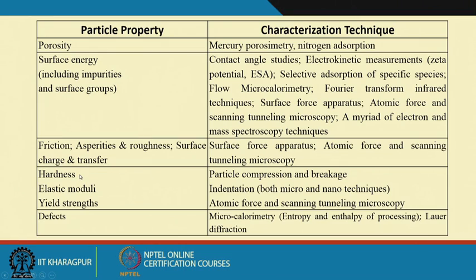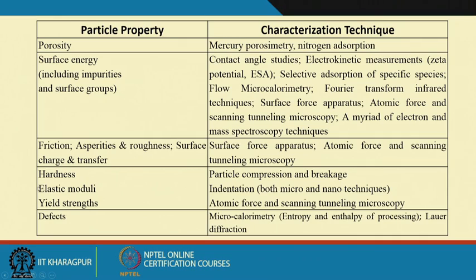Then the hardness, meaning how hard the particle is, because we have to break the particles for liberation. If the particle is very hard, I have to use a different machine for breaking it, and if it is very soft, I have to use a different machine to break it. Then the defects, for which we use different techniques for identifying them. For mineral processing, it has slight relevance in selecting the particle breakage related machines.